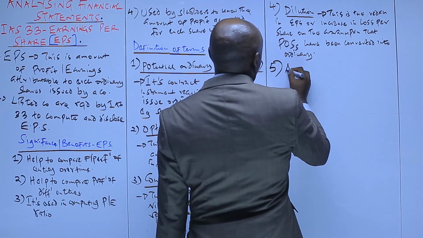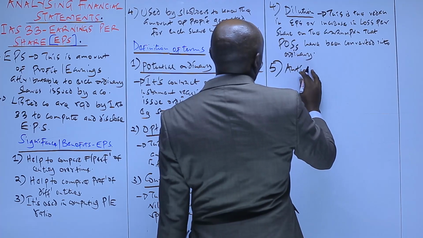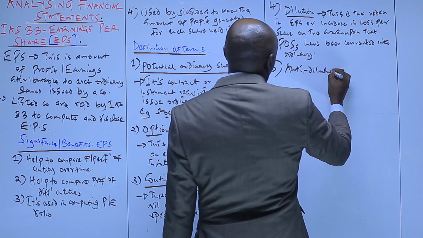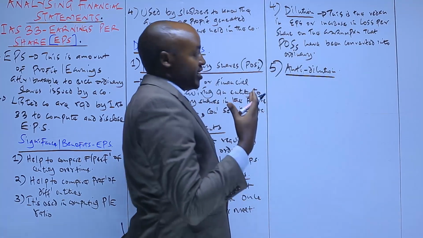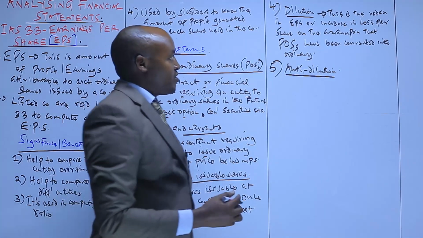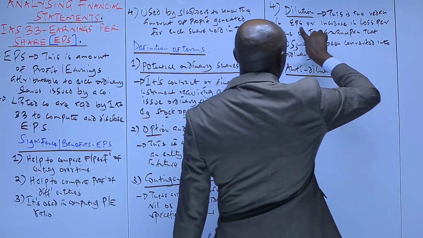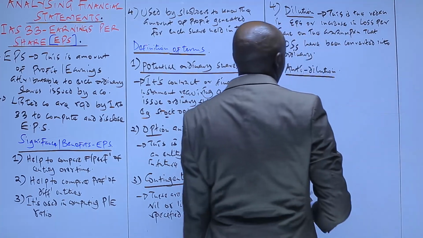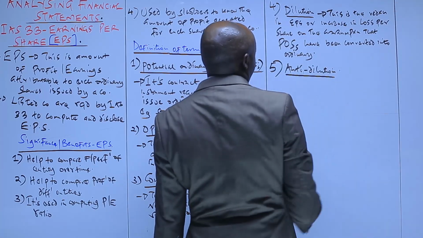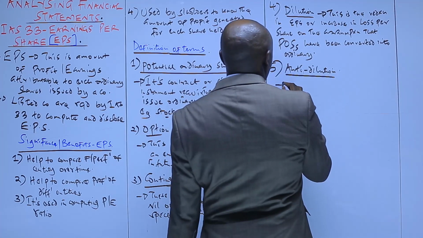The other term is anti-dilution. So anti-dilution now is the direct opposite of dilution. It means that anti-dilution is the increase in earnings per share or decrease in loss per share, on the assumption that POS have been converted into ordinary shares.